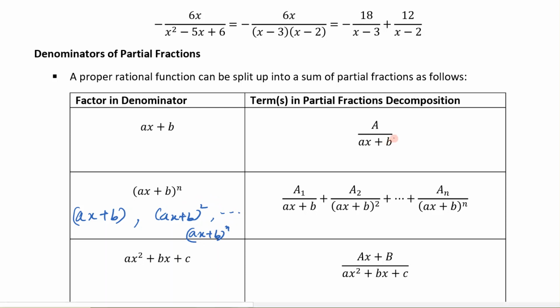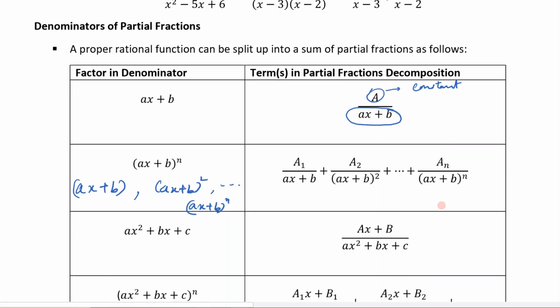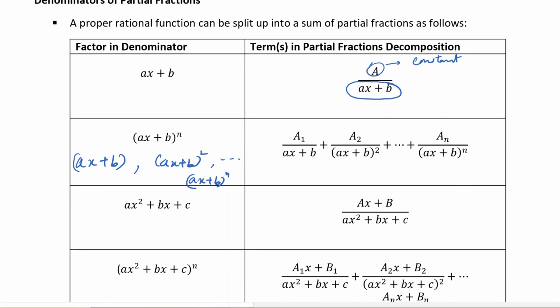So if the factor is linear, then in the numerator you get 1 degree less, so you get a constant number in the numerator. What if you have a quadratic factor in the denominator? In that case, in the numerator, we're going to have a linear numerator, something of the form ax plus b.